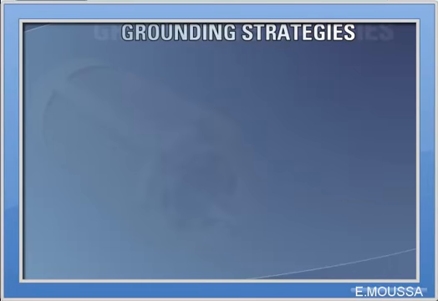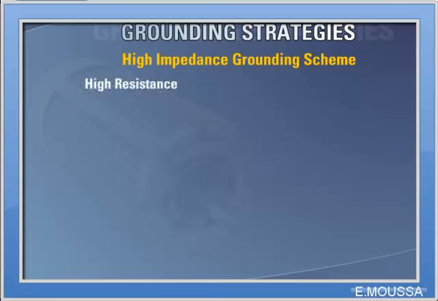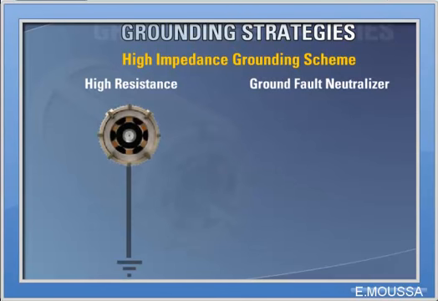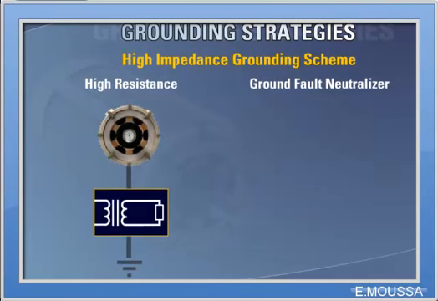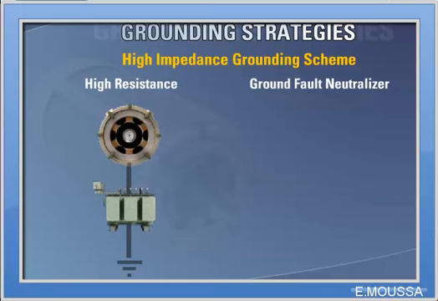The first strategy we will look at is the high impedance grounding scheme, of which there are two types. The first is high resistance, and the second is ground fault neutralizer. The high resistance scheme uses a grounding transformer and a resistor connected across the secondary. With large generators, a distribution transformer is used as a grounding transformer.